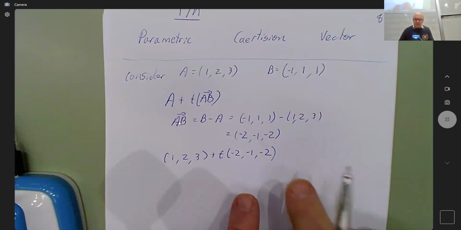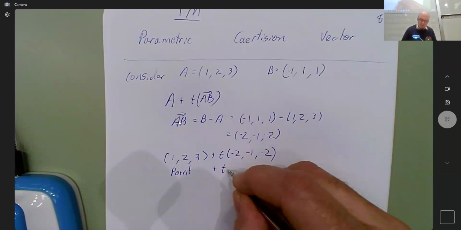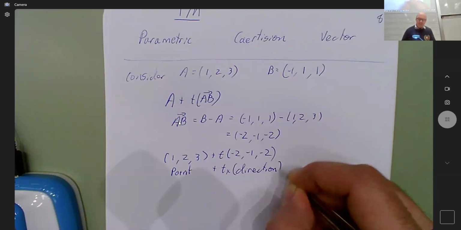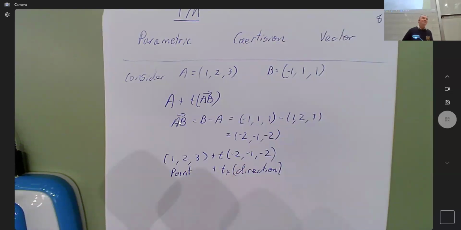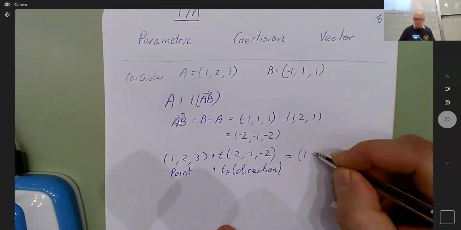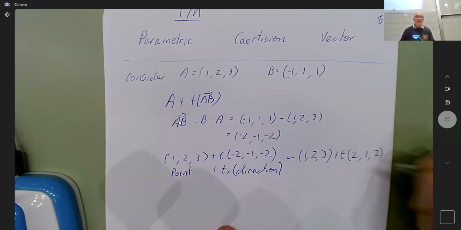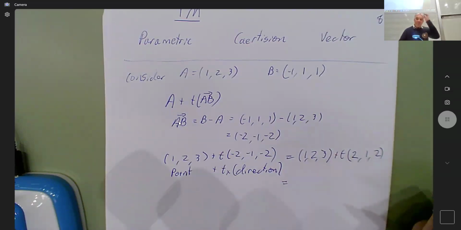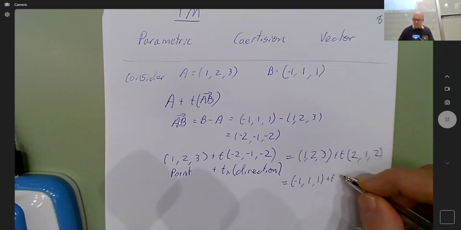Now, if I think about this as point plus t times a direction, this lets you in on a bit of a secret. If I've got a vector as a direction, I can multiply it by a scalar because it's not changing the direction. It will change the size and it will possibly change whether it's pointing that way or that way. So this line would be equal to (1, 2, 3) plus t times (2, 1, 2). Those are the same line. If I really wanted to, because I know it's going to go through B, I could go (-1, 1, 1) plus t times (2, 1, 2).